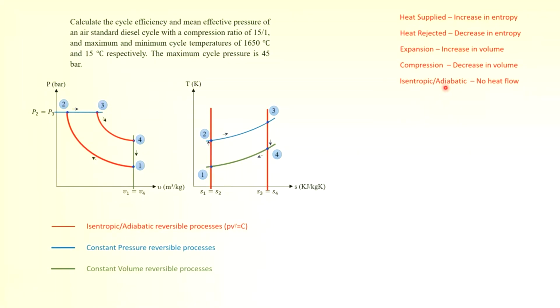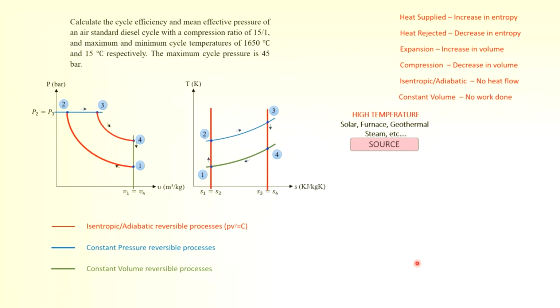So isentropic or adiabatic, that's these two lines here, as you can see, is constant entropy, okay? Constant entropy. So that is the isentropic or adiabatic process, means there's no heat flow. Constant volume, that is here, you can see the change in volume will be 0. That refers to no work done. So you cannot take work done based on 4 to 1. You cannot take heat flow from 1 to 2 and 3 to 4.